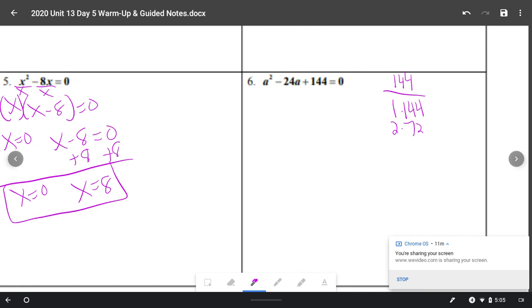I'm using my calculator if you're wondering what I'm doing here. 144, I think it divides by 4 too. Yep, 4 times 36. 144 divided by 6 times 24. 144, does it divide by 8? Yep.